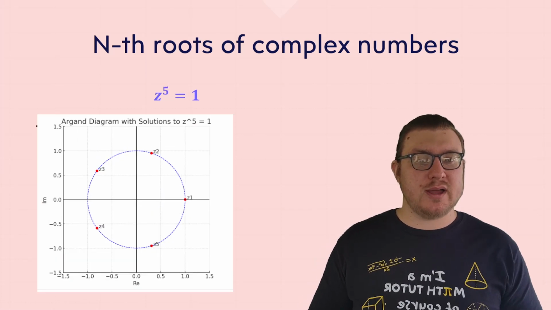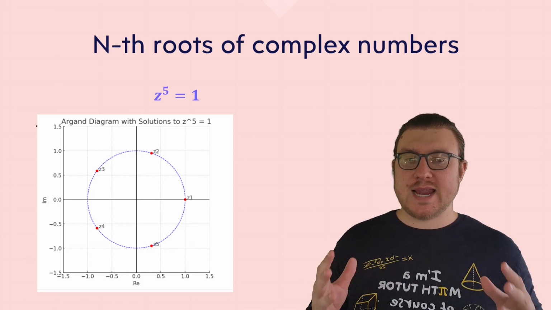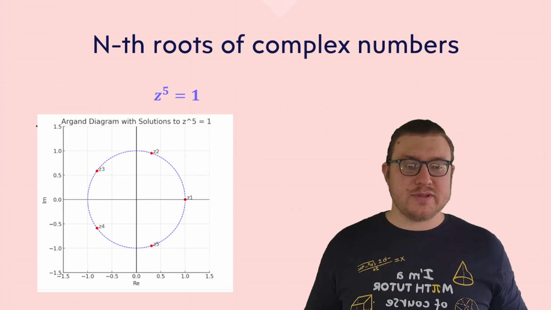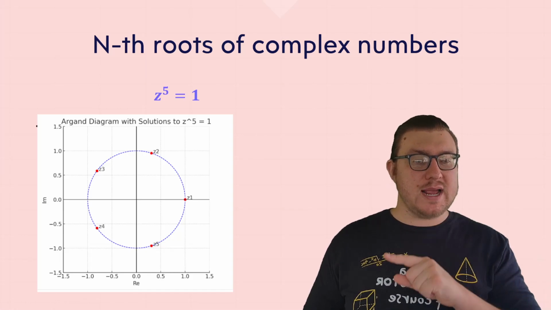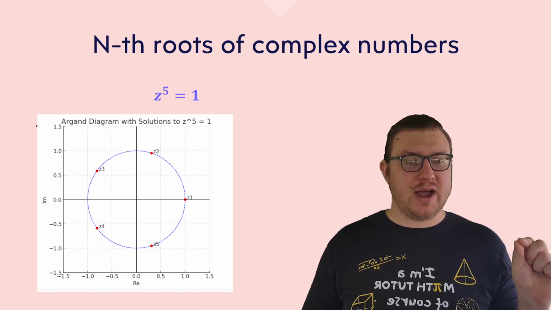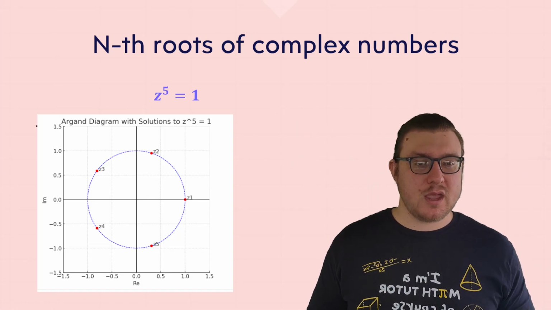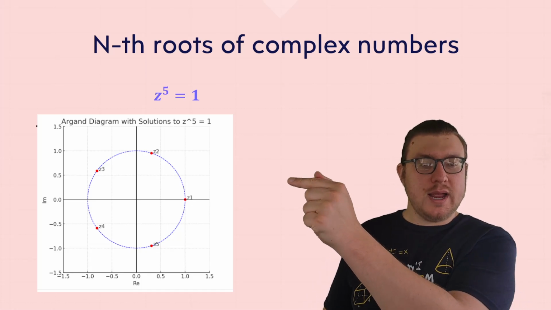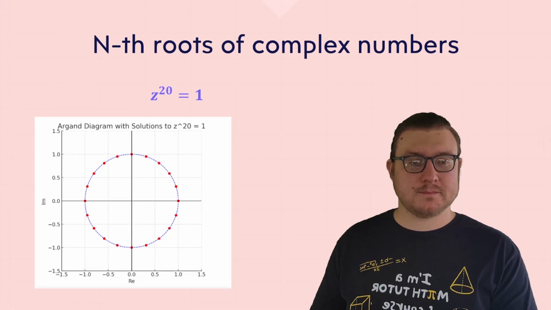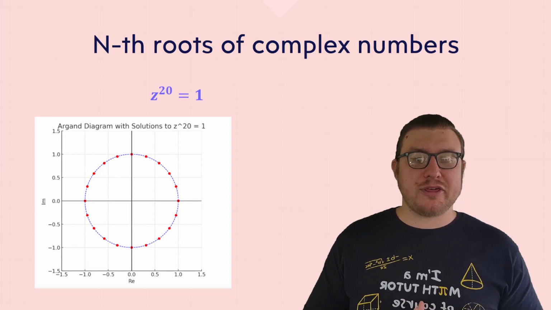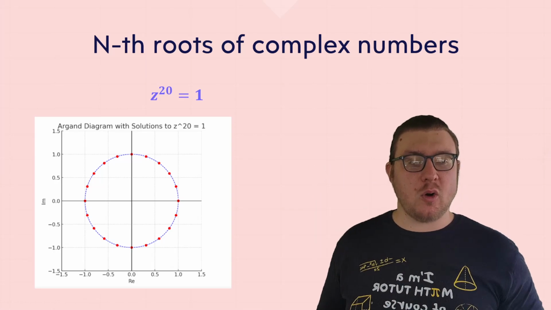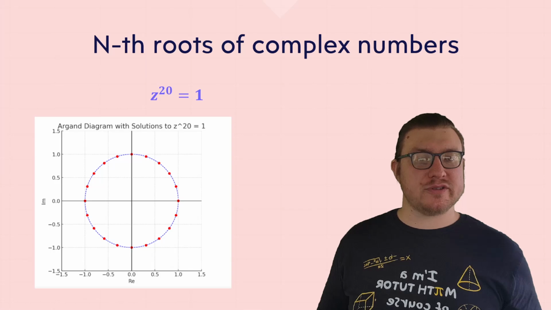Let's have a look at z to the 5 is equal to 1. The same thing happens. We're going to end up with 5 roots. They're all going to be on the same circle, and the circle is going to have radius of r to the power of 1 over 5, because we're taking the 5th root. And again, we see that they all go around the circle with the same distance away from each other. Well, nothing crazy here. Z to the power of 20 is 1 will give us 20 solutions that are all equally spread around the circle.